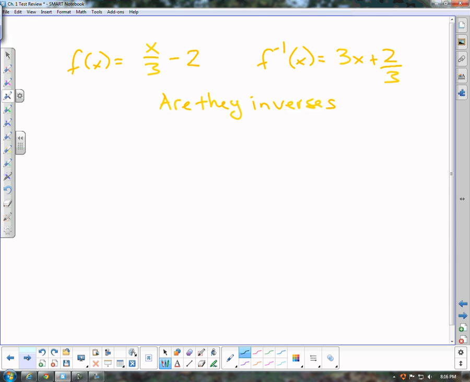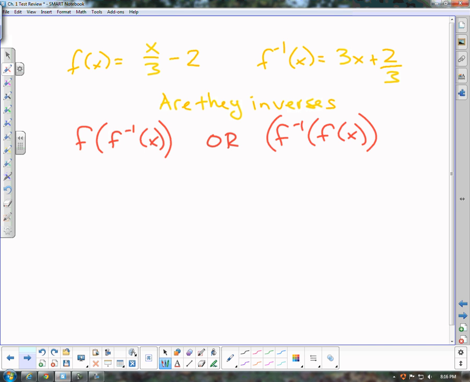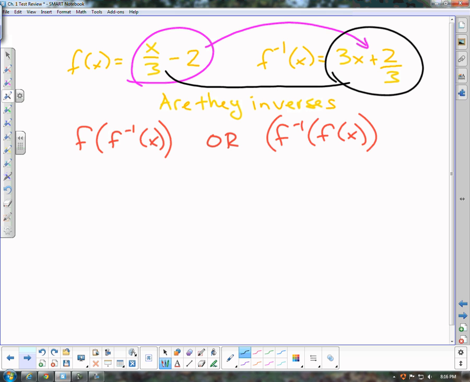All right, then, proving that things are inverses of each other. You have f of x equals x over 3 minus 2 and 3x plus 2/3. To prove they're inverses, you would take the composition of the two functions. So you're either going to take this and bring it over here and put it into x, or you're going to take this and bring it over here and substitute it in for that x. Doesn't matter which way you do that. Either way, if you get plain x when you're all done, they are inverses.